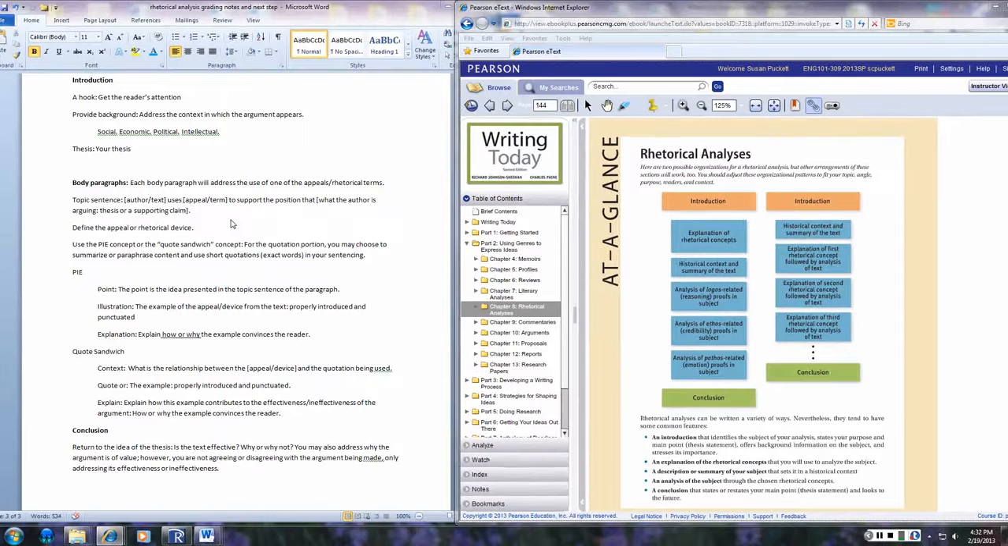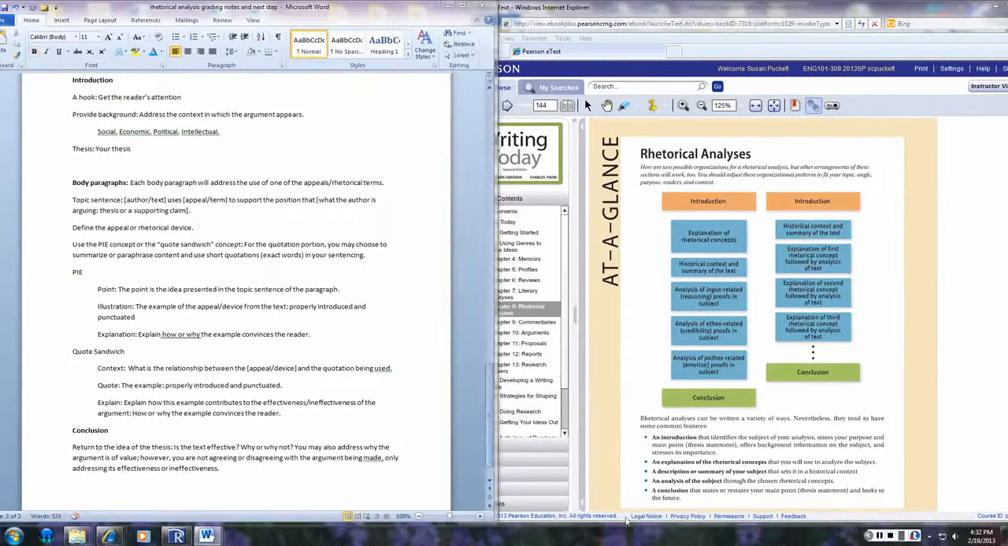You can use one of these two sort of devices to help you organize, but they do basically the same thing. PIE is point, illustration, explanation. Quote sandwich is described as providing context, a quotation, and then an explanation. So let's look at what both of those do.